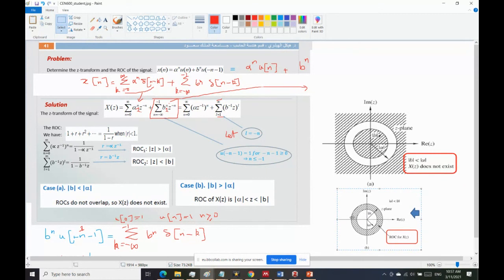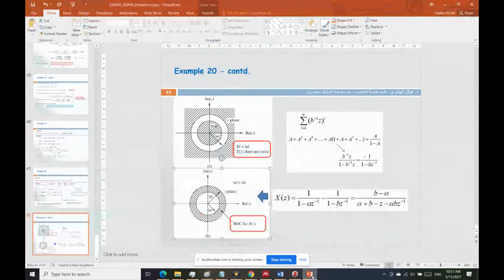Of course if they are equal then they will be just one circle. If they are equal exactly, then the region of convergence is just one circle. But it's done. They didn't talk about it. Okay? Any questions?